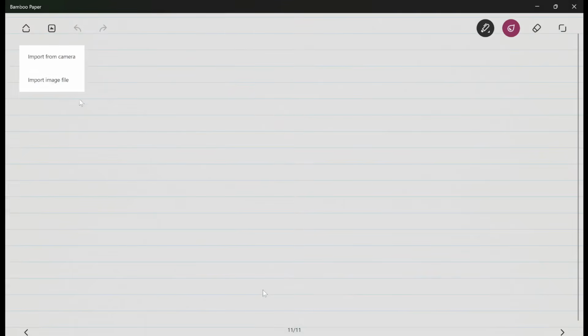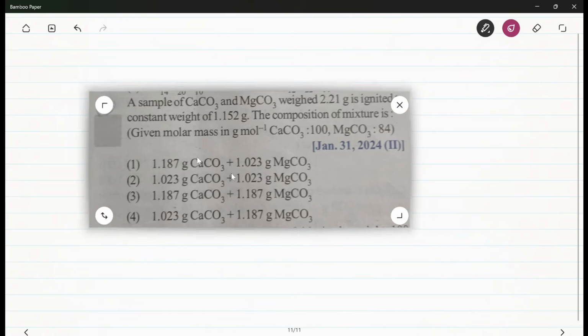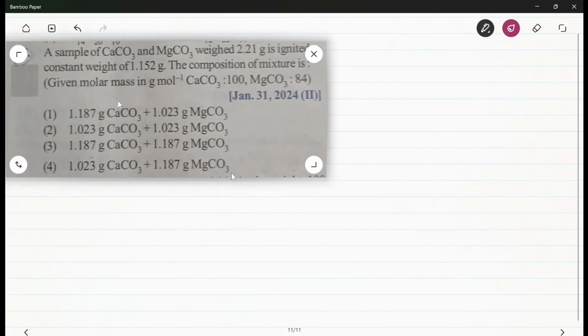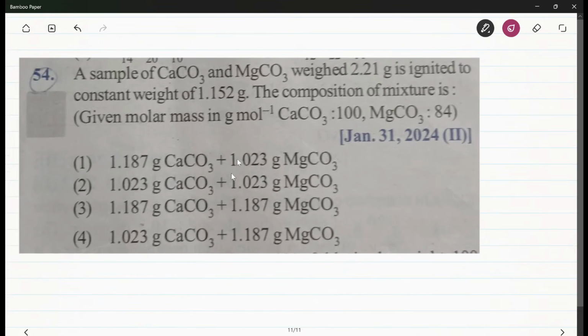Next, that calcium question, everyone's doubt. This one. It's a good question actually, and I told you some reactions in the class. Gravimetric reactions or gravimetric analysis. Here, a sample of CaCO3 and MgCO3 together weighs 2.21 gram, ignited to a constant weight of 1.152 gram. What is the composition of the mixture? This plus this. Do you remember the reactions?